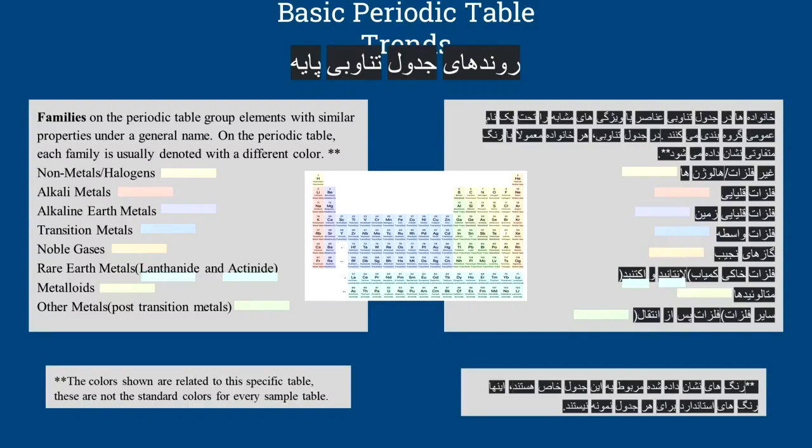There are 8 general family groupings. The first is nonmetals or halogens. The second is alkali metals. The third is alkaline earth metals. The fourth is transition metals. The fifth is noble gases. The sixth is rare earth metals, which has 2 subcategories, lanthanide and actinide. The seventh is metalloids. The eighth is other metals or post-transition metals.